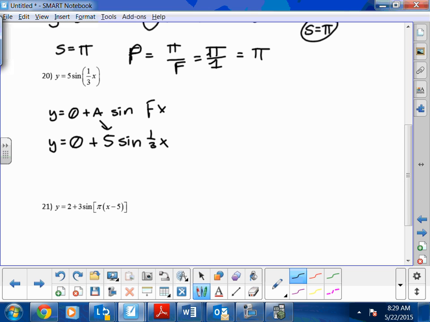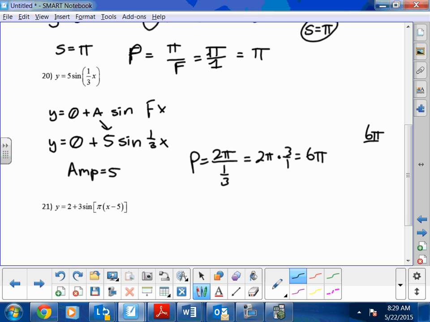So amplitude is going to be 5. Period is 2 pi over 1/3, which means that in this case, this is really 2 pi multiplied by 3 over 1, which means we have a period of 6 pi. And my tick marks are going to be created off my period divided by 4, which means I'll have 3/2 pi as far as tick marks. So let's draw this one.